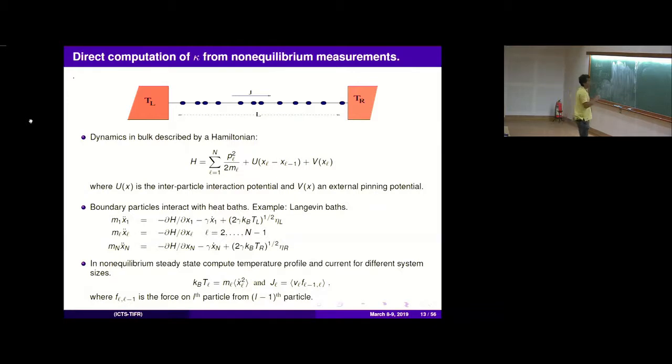So today we are supposed to discuss, say, what all I have been doing. So we have been basically exploring the question of whether in one-dimensional systems we can find some system which shows Fourier's law.